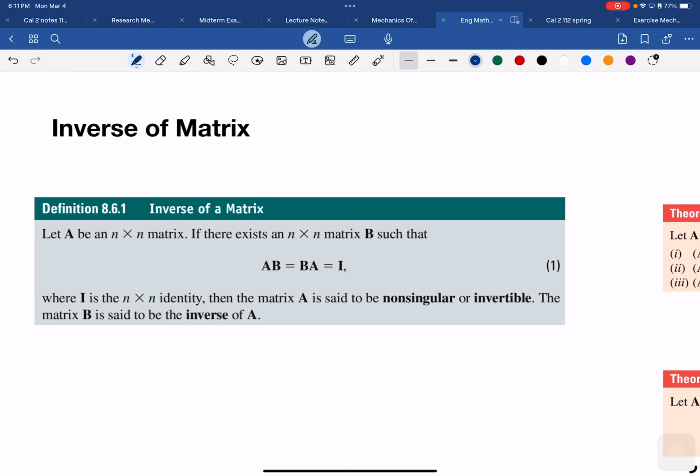And of course, if we are not getting this identity, then we say it will be singular. Okay, singular. We are going to see later what that means in terms of matrices, and it will be related to determinants.